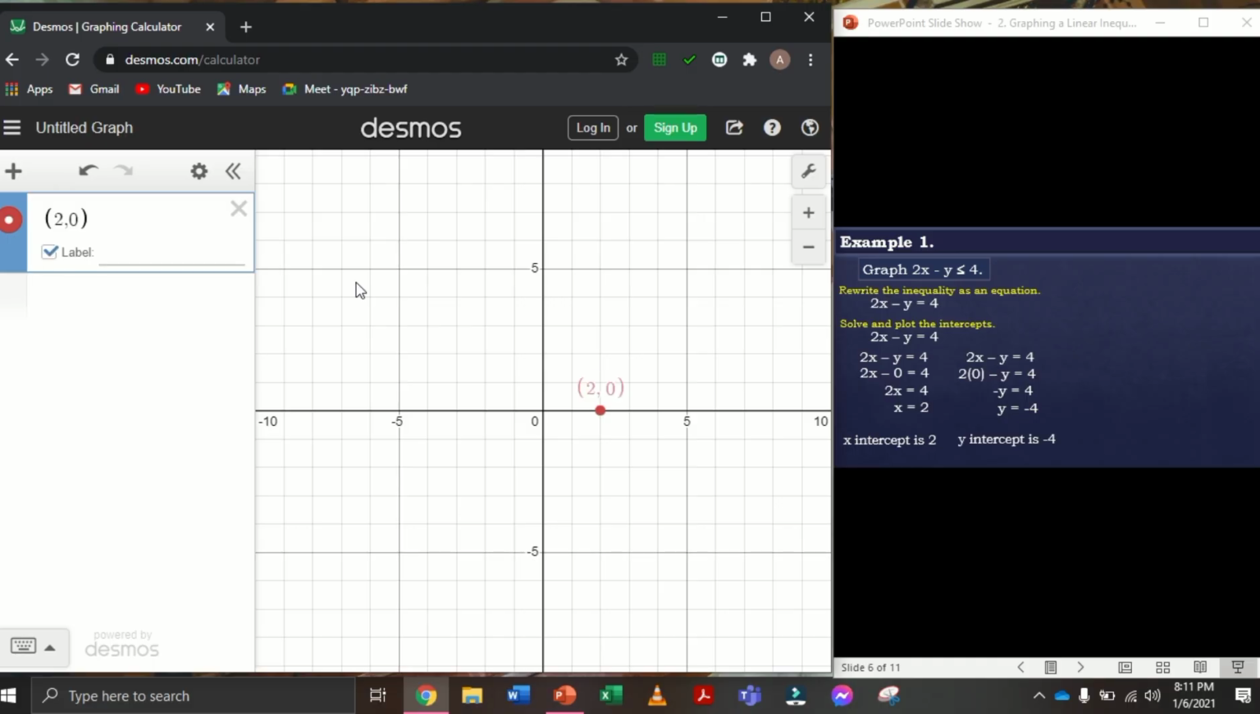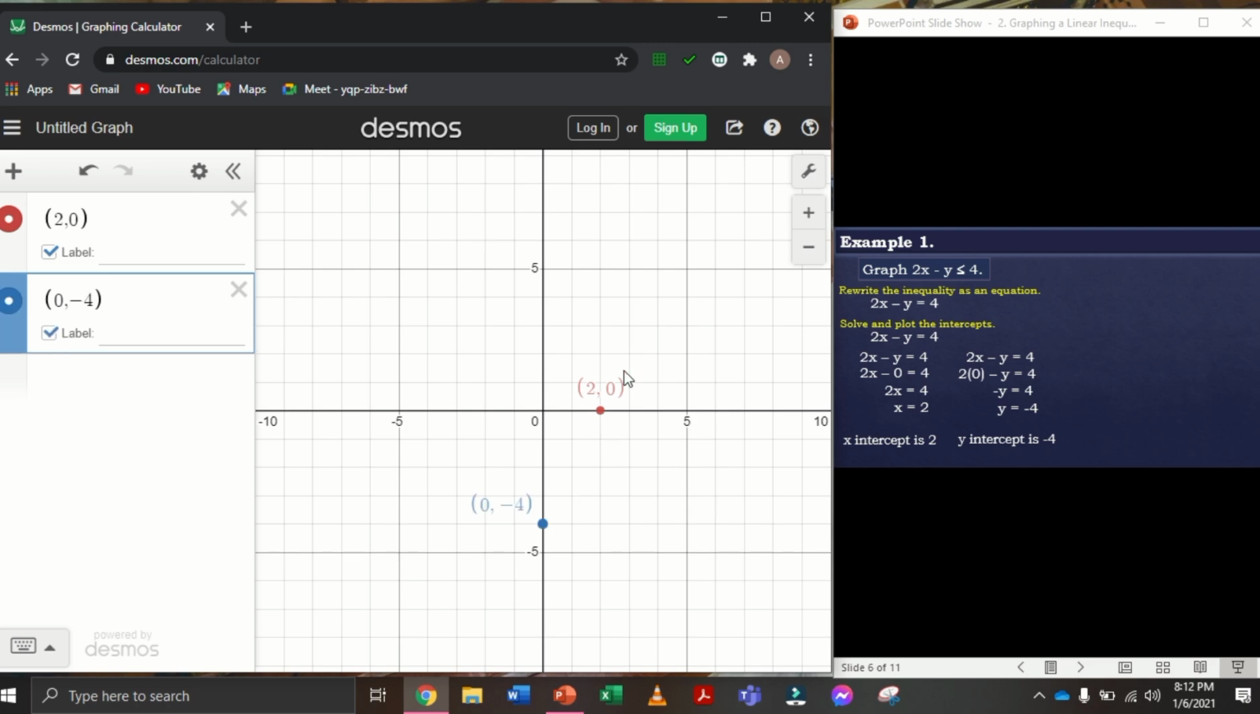Lagyan natin ng label. So, ayun siya. And then, kasi 1, 2, 3, 4, 5 ito. And then, next, si y-intercept is negative 4. So, this is 0, negative 4. Ayun siya. And then, lagyan natin ng label.